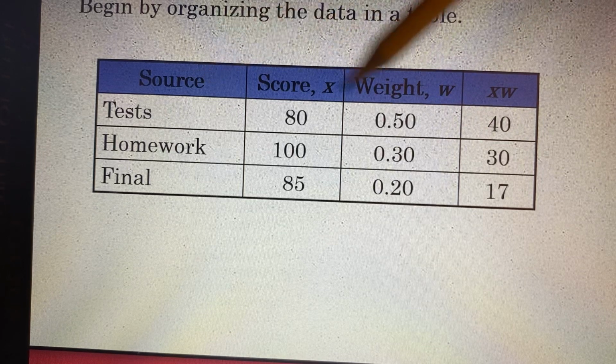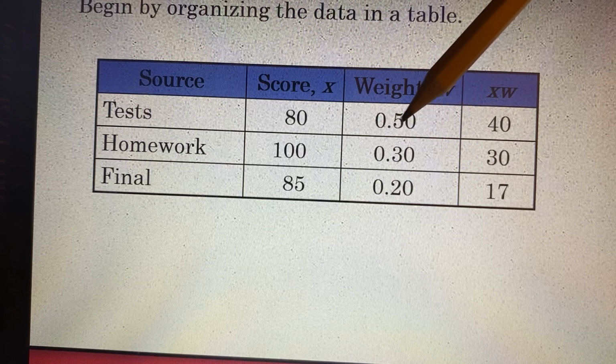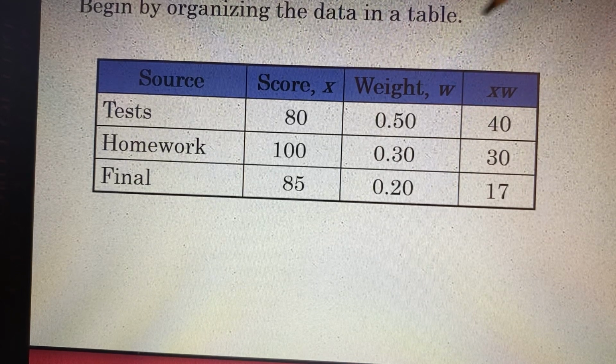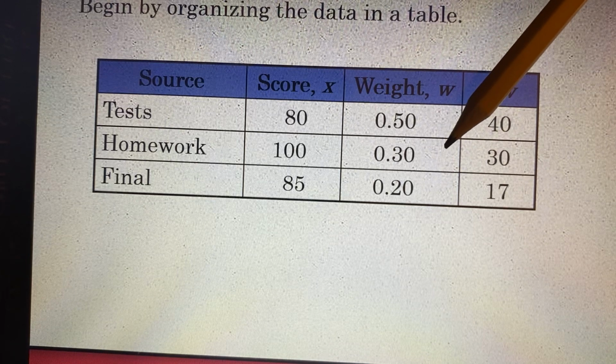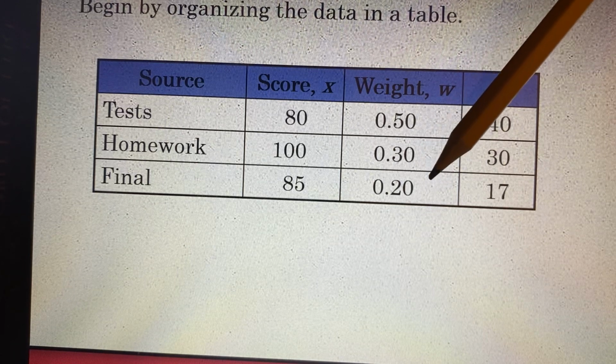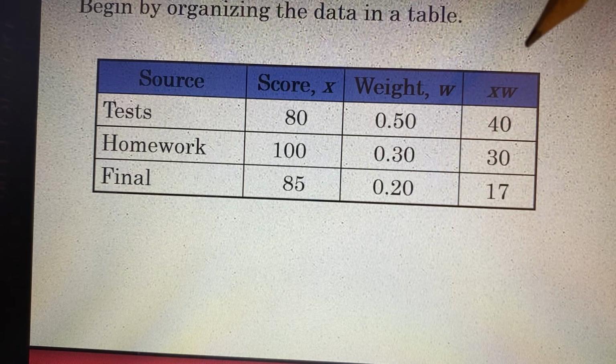Each of those categories was assigned a weight, and test was 50%. Make sure that you change your percentages to decimals. So you're going to move the decimal 2 spots to the left to go from a percent to a decimal. The weight for tests is now 0.50. The weight for homework is 0.30. And the weight for the final exam is 0.20.